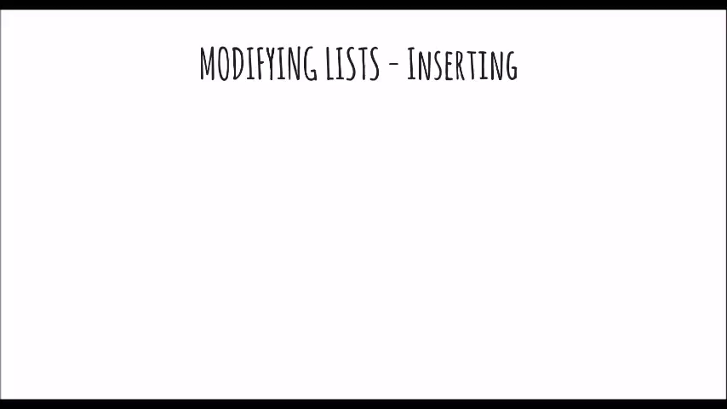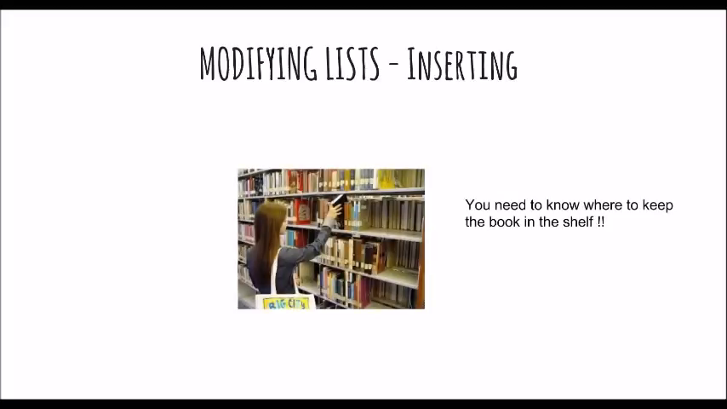Next, we will move on to inserting more elements into the list. Say you are at a library and you took out a book and you need to go and keep it back. How do you think you're going to keep it back? You need to know where you took the book from, and you got to keep it back at the same position.